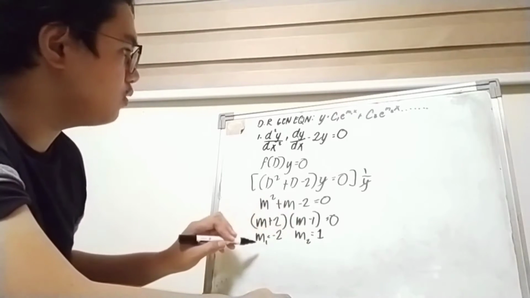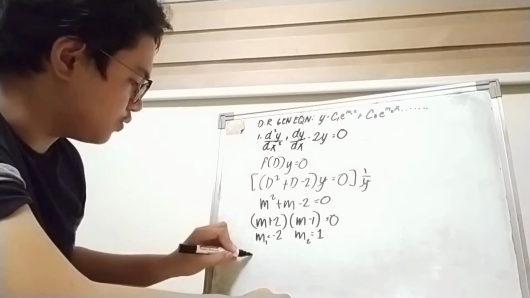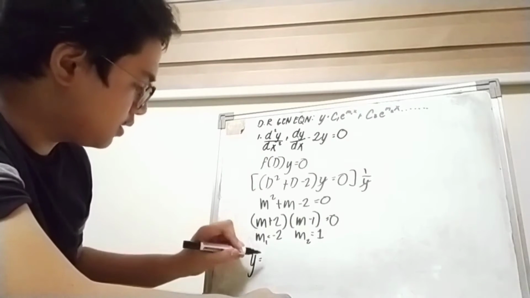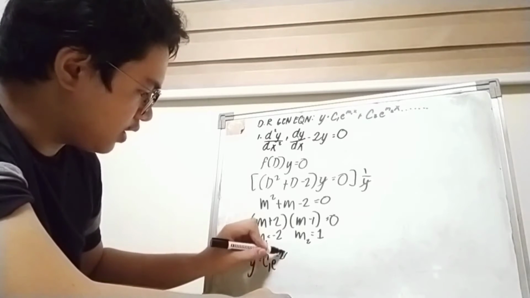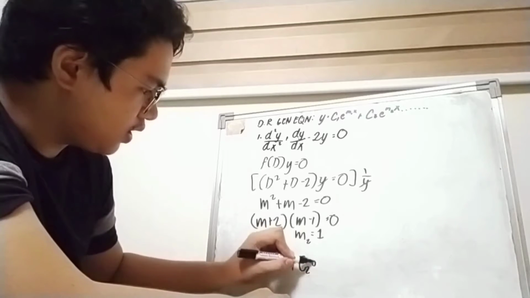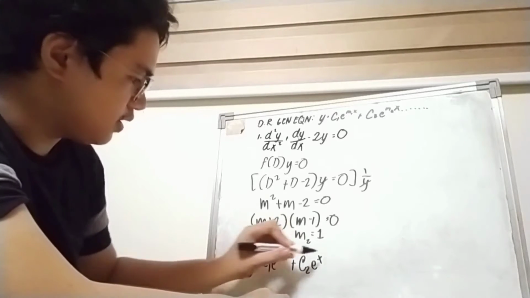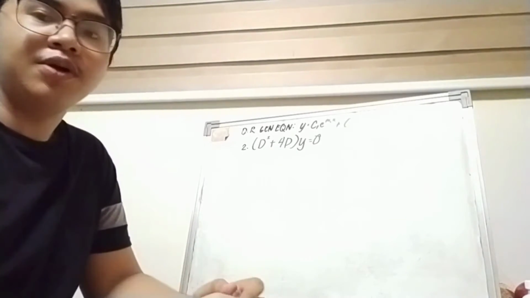Nakuha na natin yung mga roots. Pwede natin substitute sa pinaka general equation. y is equal to c sub 1 e raised to negative 2x plus c sub 2 e raised to x. Yan na yung final answer. Sa example number 2 na tayo.